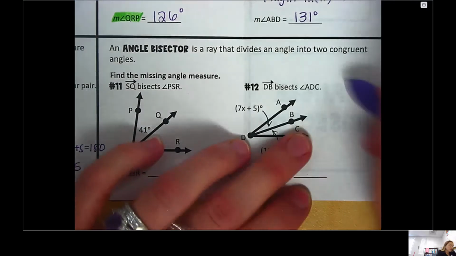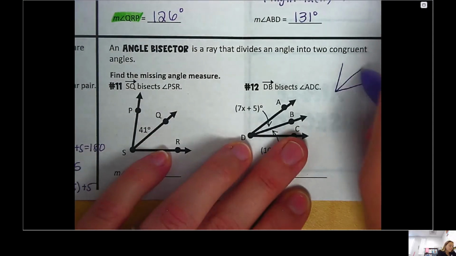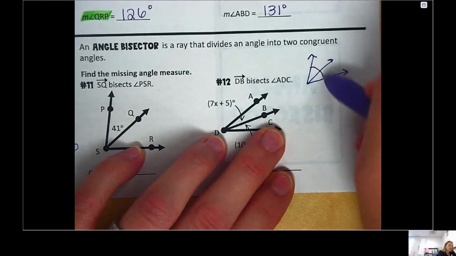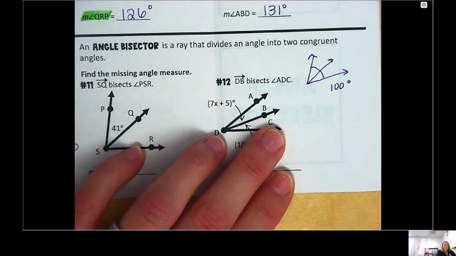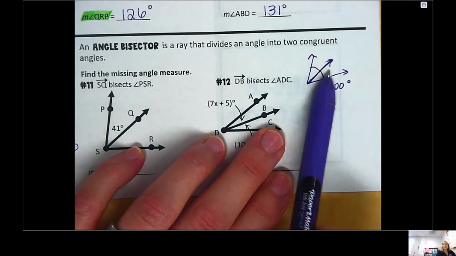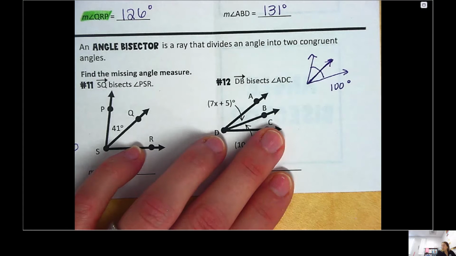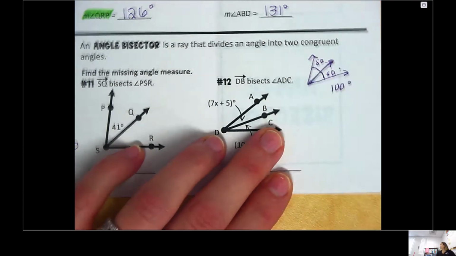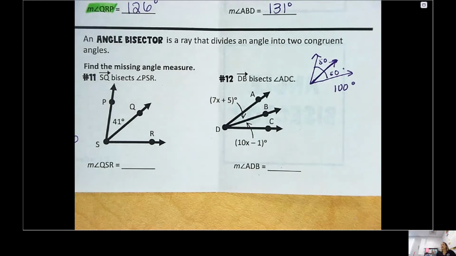If I have an angle, and let's say the whole thing, the entire thing is 100 degrees, the bisector goes right through the middle. What does that mean each one of these angles has to be? 50. They have to be equal to each other. So that's it. That's all angle bisector is: they are exactly the same, so you can set them equal.